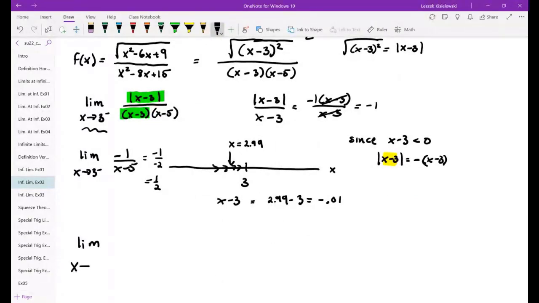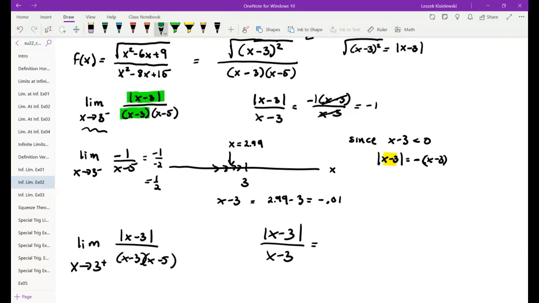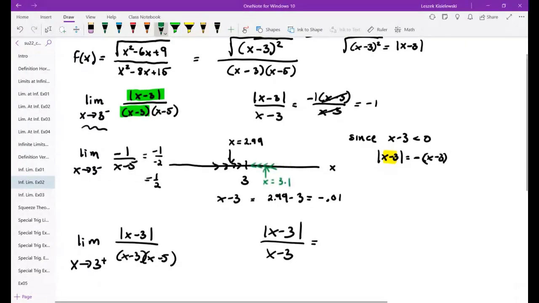And if we now approach 3, but from the positive side, or the right-hand side, we also want to reduce. How does this reduce? Well, we're approaching 3, or x is approaching 3 from the right. So x could be like 3.1. So x minus 3, like 3.1 minus 3, is 0.1.